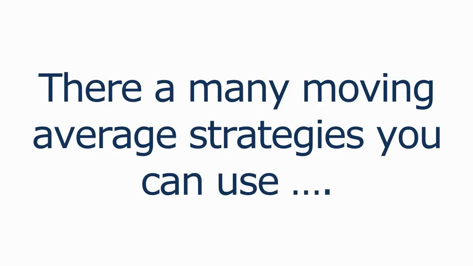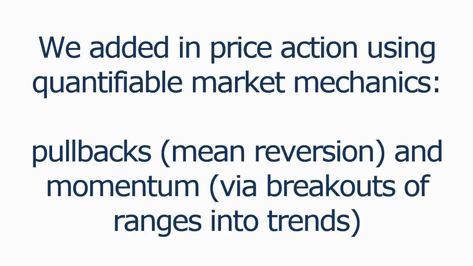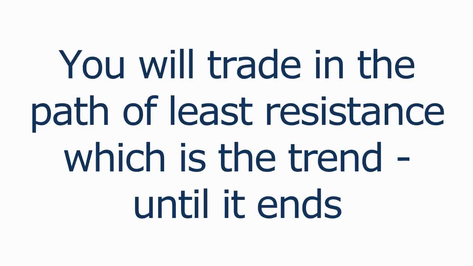Remember, I said that averages, they're just a calculation of the past X number of periods. That's not a trading edge that you should really risk money on. So we added in price action using quantifiable market mechanics, pullbacks, mean reversion, momentum via breakouts of ranges into trends. And now it starts to make a little more sense as we're using something concrete. You will trade in the path of least resistance, which is the trend, until it ends. This way, unless you are entering when the trend is rolling over, it should allow you to manage your trade to lessen risk when the price moves in your direction.